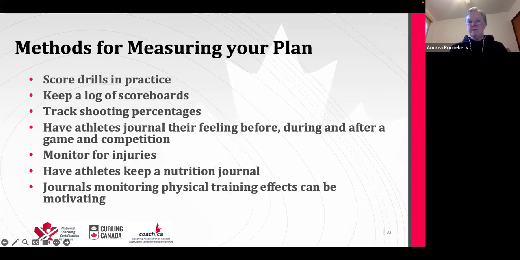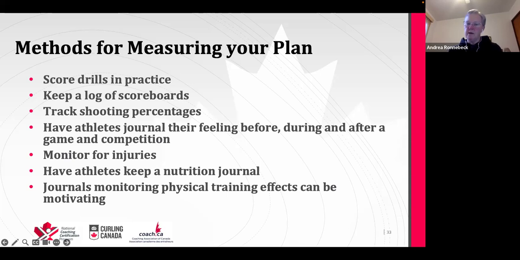So methods for measuring your plan: you can score drills in practice, keep a log of scoreboards, which I'm sure you all do. If you have the ability to track shooting percentages, have athletes journal their feelings before, during, and after games and competitions. When I worked with Team Fleury, they were the best at journaling. So they had a team journal, and they also had individual journals.